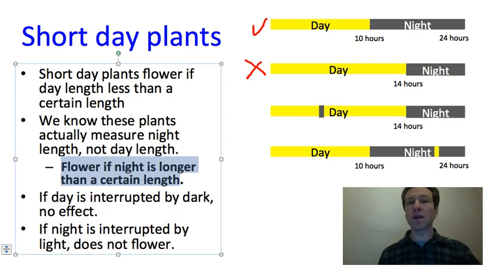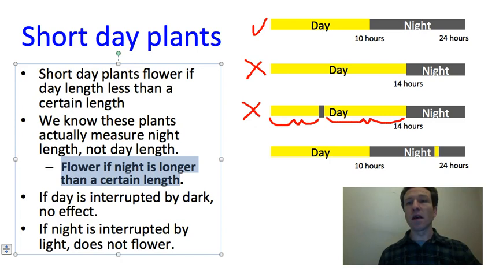In this case, it's not really perceiving one long day. Instead, it's perceiving 2 short days. There's one short day right here, less than 10 hours. There's another short day right here, also less than 10 hours. So if the plant was really measuring day length, it would perceive the days were less than 10 hours and it would flower. However, in practice, when we do this experiment, these plants do not flower.